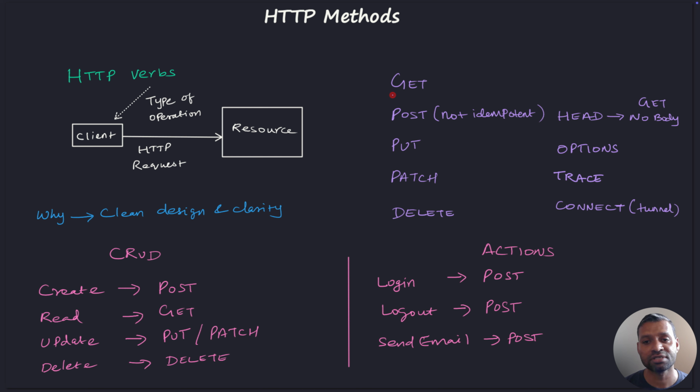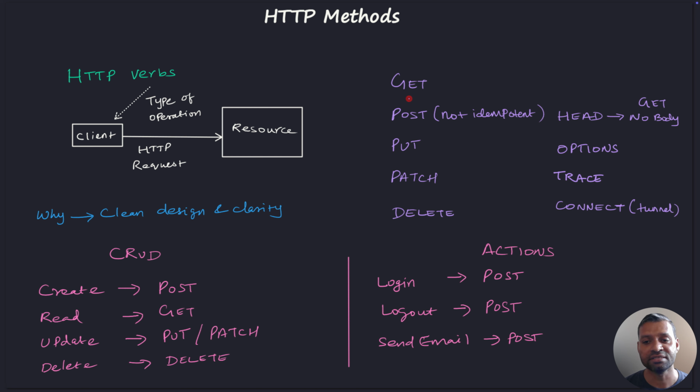The commonly used HTTP methods include GET, POST, PUT, PATCH and DELETE. The less commonly used HTTP methods include HEAD, OPTIONS, TRACE and CONNECT. Let's see what each of these mean in a little bit more detail.